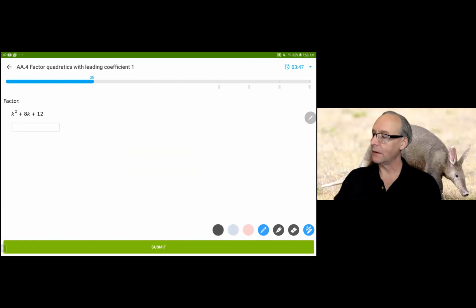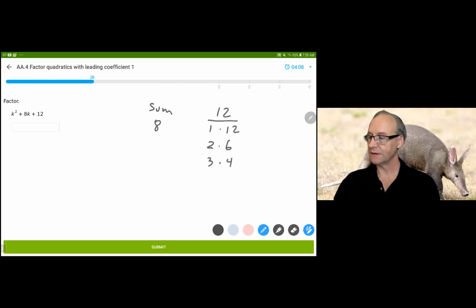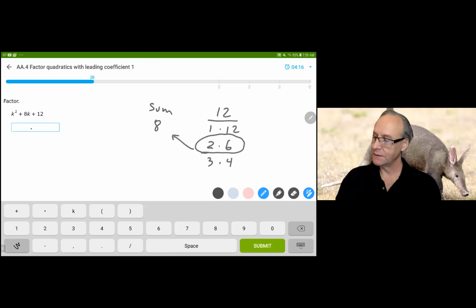Now this time 12 has lots of products. We could multiply 1 times 12, just like we did before. We could multiply 2 times 6. We could also multiply 3 times 4. But the thing is, this is our product. We want to have a sum of 8. Well, which one gives us a sum of 8? There it is. The 2 and the 6 gives us a sum of 8. So we're looking at k plus 2 times k plus 6, aren't we? And that does give us our 8 for our middle term.